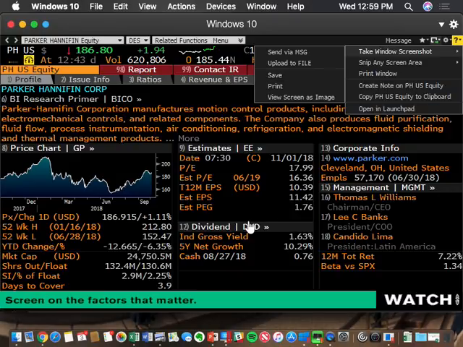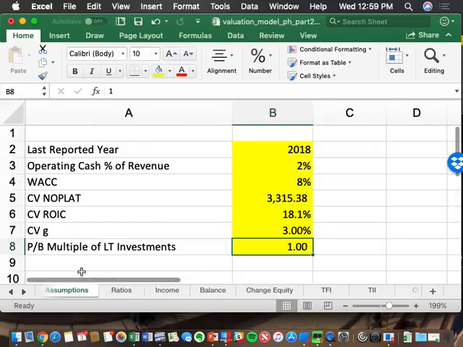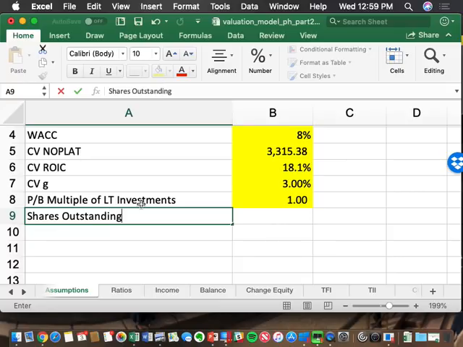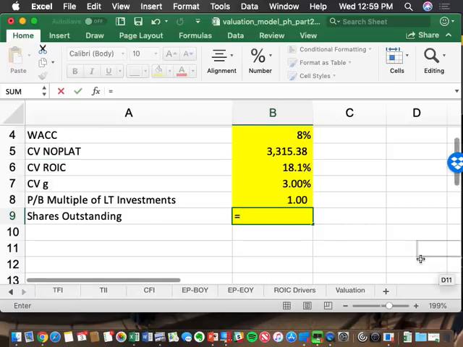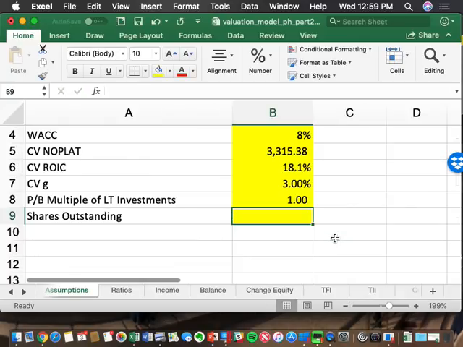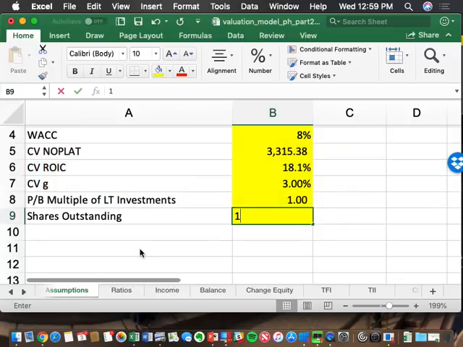But here's the deal. I don't want to put this share count into this field because it's a scattered assumption that I'll forget about. So what I'm going to do is I'm going to go to the Assumptions tab, and row 9, shares outstanding. I'll make this yellow, equals, from the Valuation tab, whatever that, sorry, go the other way around. I'm going to, for the Valuation tab, equal that one. The share count was 132.4, so go ahead and type in 132.4.